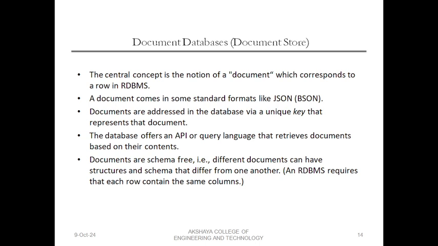So the central concept in the notion of a document database is that a document is like a single row in RDBMS. A document comes in a standard format like JSON, JavaScript Object Notation, or a binary object notation is also possible. Documents are addressed in the database via a unique key that represents the document. The database offers an API or query language that can be used to retrieve the data present in the document. Documents are schema free, so we will not have structure, or we follow semi structure, not like RDBMS, where we strictly follow the schema.